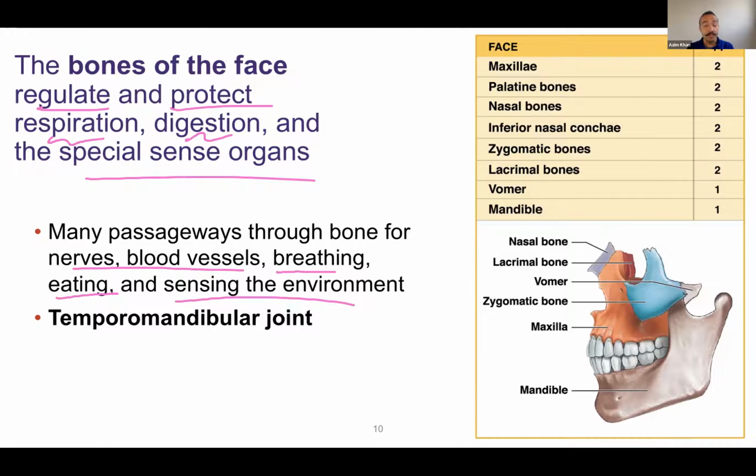We also have a really important joint here, the first joint that we'll be discussing, the Temporomandibular Joint. This is the joint between your temporal bone and your mandible, hence Temporomandibular Joint, the movable joint that you use not only for talking, but for chewing, for mastication.